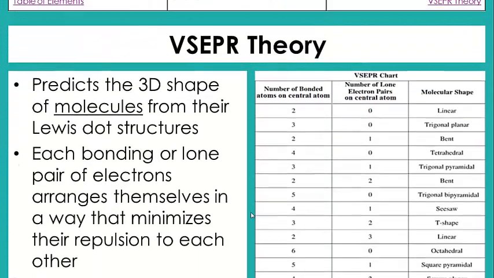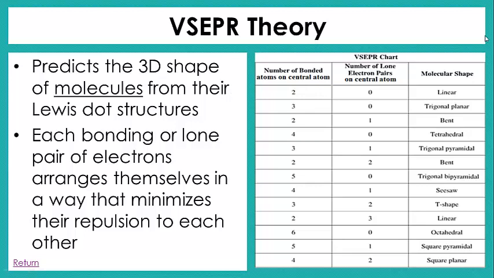VSEPR theory is just a way to predict the 3D shape of molecules based on their Lewis dot structures. So this is only for molecules, only for covalent compounds. Each bonding or lone pair of electrons is trying to arrange itself so that it's as far away from the others as possible, so that they minimize the repulsion they have for each other. The number of bonded atoms on my central atom was 2, and my lone pairs was 2, meaning that the shape of this molecule would be bent.